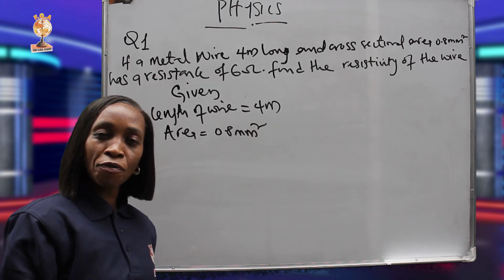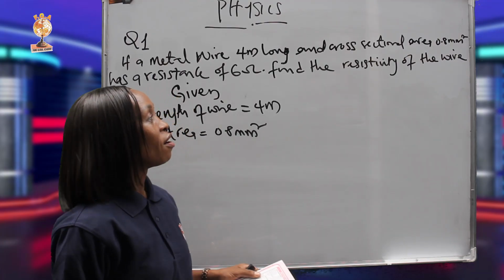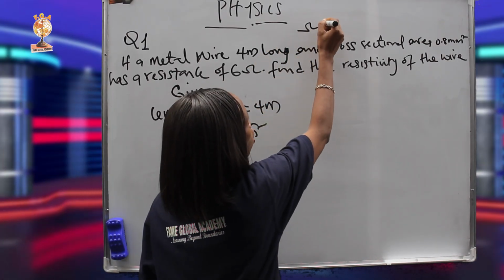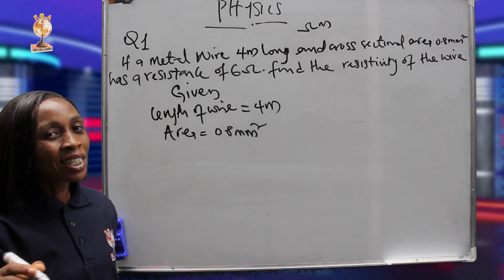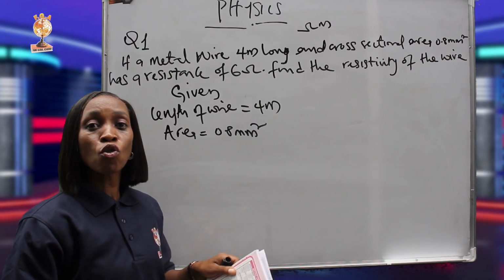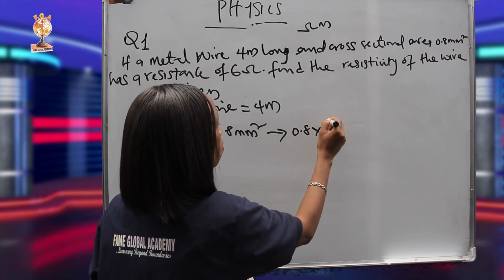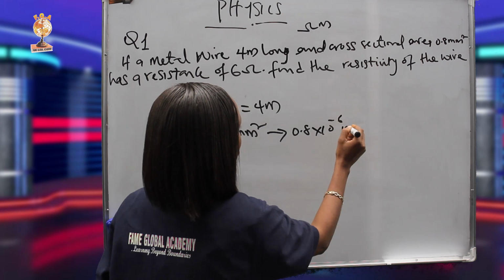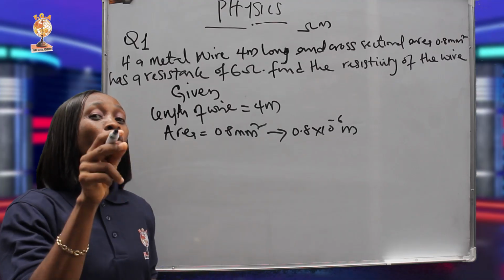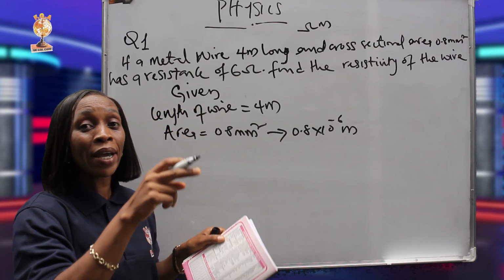Now, resistivity. At this stage, you should know that your SI unit is very, very paramount. The SI unit for resistivity is ohms meter. So if I am given any quantity in millimeters, I have to convert it to meters. Converting to meters becomes 0.8 times 10 to the power minus 6 meters square, because it's in millimeter square. It's supposed to be 10 to the power minus 3, but because it's squared, it's to the power minus 6.